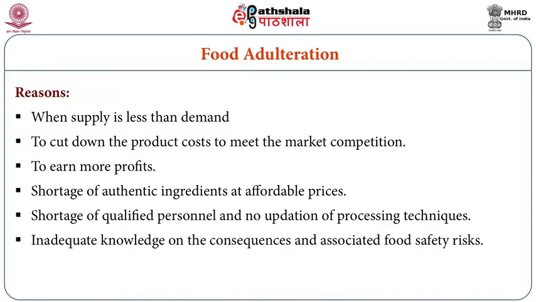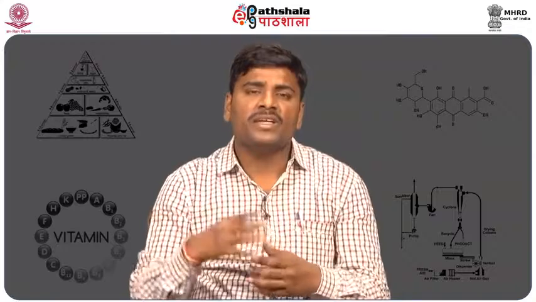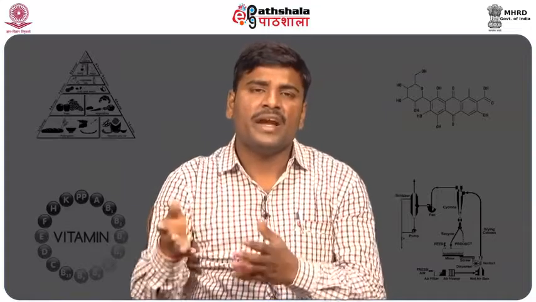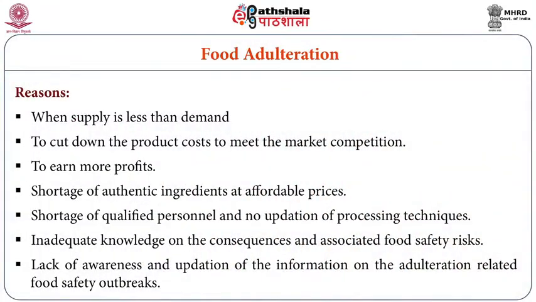And next, inadequate knowledge of the consequences of food adulteration. If you add any adulterant into the food, what are the consequences? People are less aware of the consequences of food adulteration, their adverse effects, their effect on health, for example on children. Melamine is a component added in infant formula. So the person who is adding that component into infant formula is not aware of its adverse effects. So we are also lacking in educating people. In India we are lacking awareness in society about the adverse effects of food adulteration.